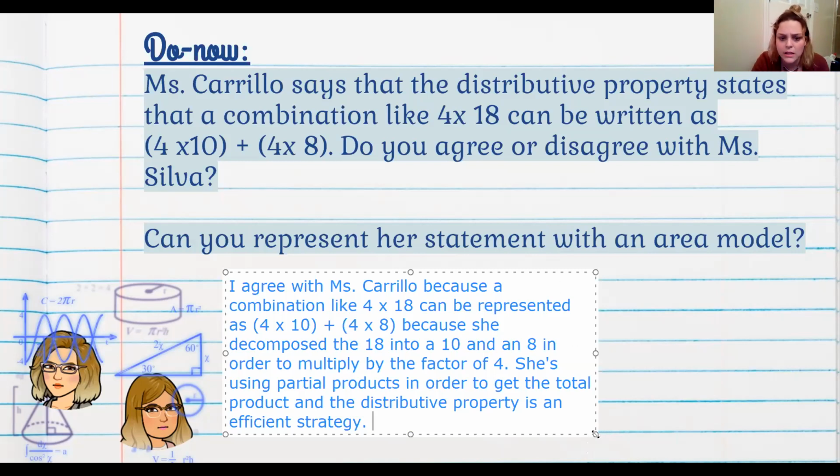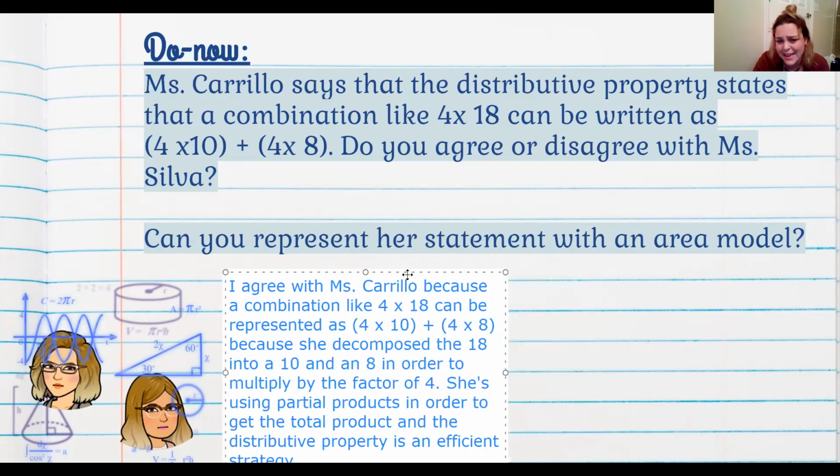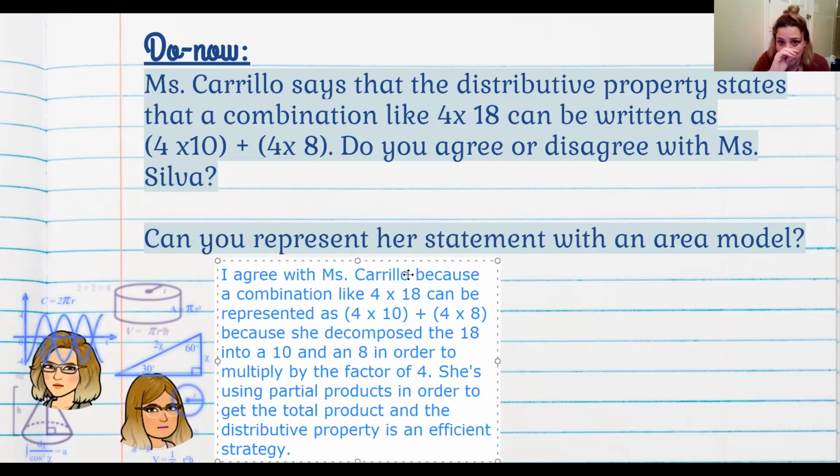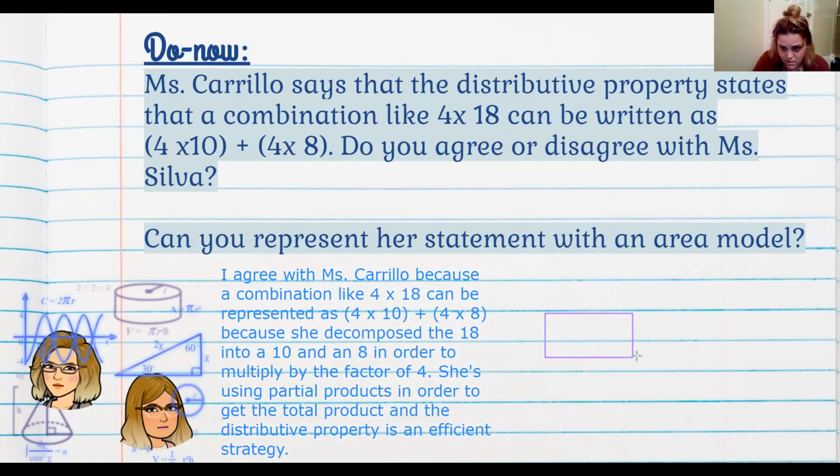I'm just going to make this a little bit smaller. Let me see if I can. Looks like I can't. All right, that's okay. I'm now going to represent this with an area model. Like, how did she do that? Well, I'm going to draw a rectangle first. So I know I'm multiplying 4 times 10.